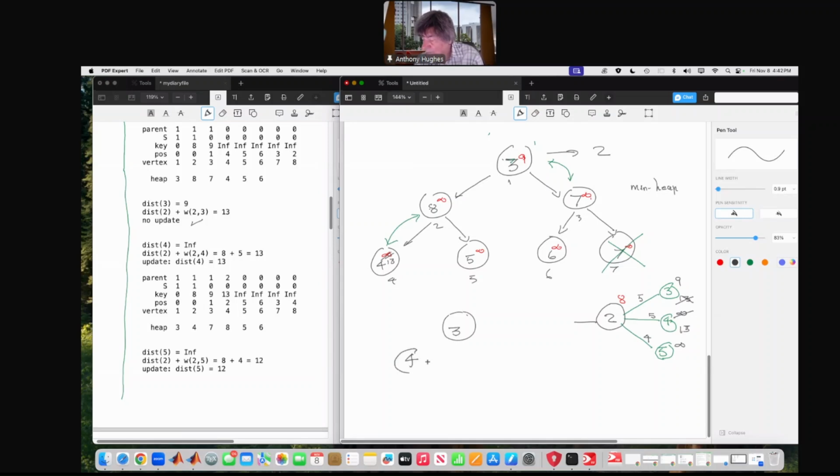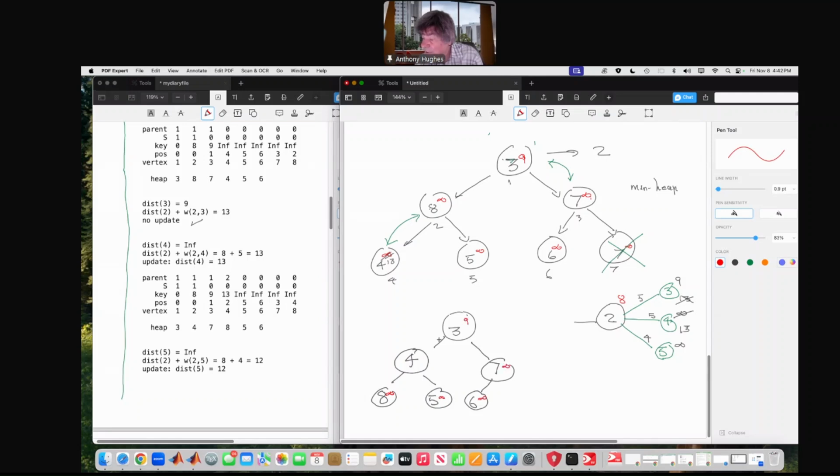4 goes there. 8 goes there. This side, there's no change. We get 7. And we have 6 going down. And we have 5 going there. So 8 then sends down infinity. 5 is still infinity. 6 is infinity. 7 is infinity. 3 is 9.